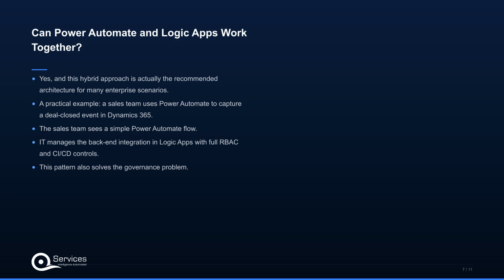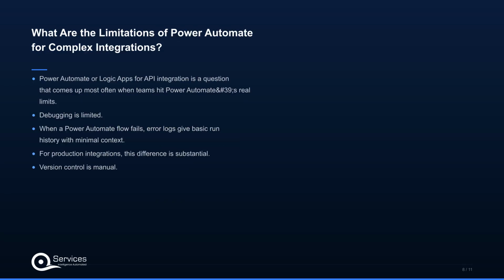This pattern also solves the governance problem. IT controls everything inside Logic Apps while business users work within a Power Automate interface scoped to what they actually need. For cloud workflow orchestration at enterprise scale, this division of responsibility is more practical than forcing all automation into one tool. Now, next up, what are the limitations of Power Automate for complex integrations?